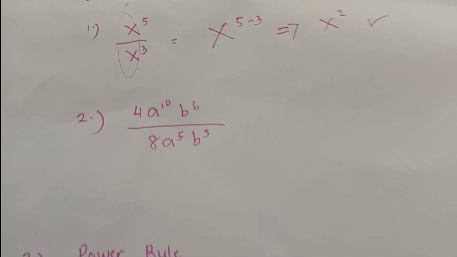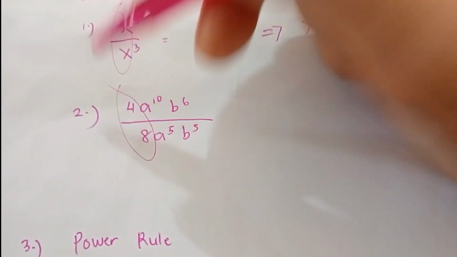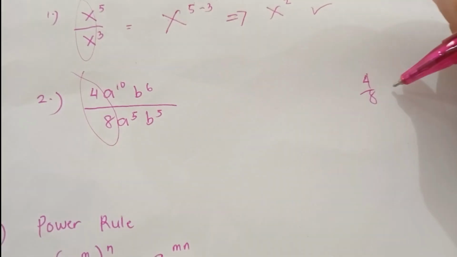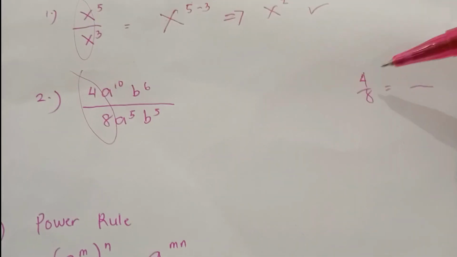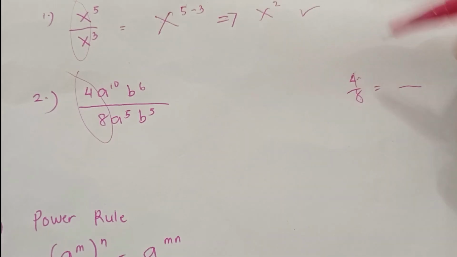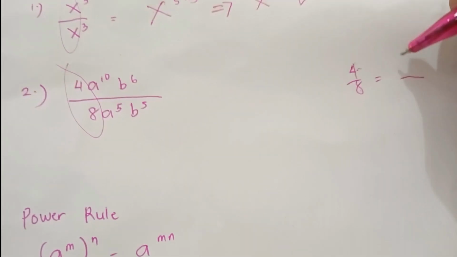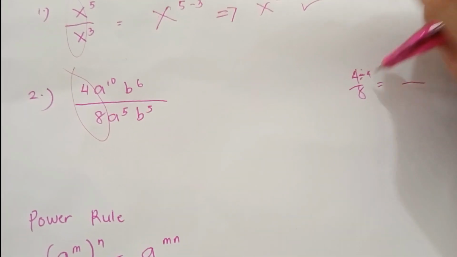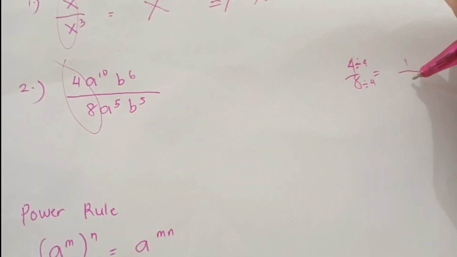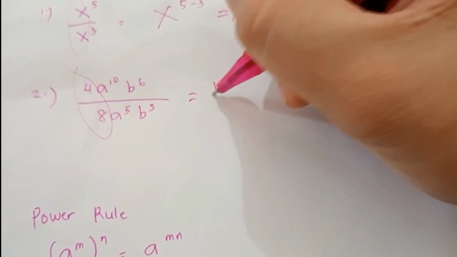Okay, let's have another example. To simplify this given problem, just simplify first 4 over 8. To find the value of 4 over 8, you need to look at the smaller number. We have 4. Diba, mas maliit yung 4 kaysa sa 8. So you need to divide both by 4. It goes like this. 4 divided by 4, we have 1. 8 divided by 4, we have 2. So we have 1 half. So the value of 4 over 8 equals 1 half.